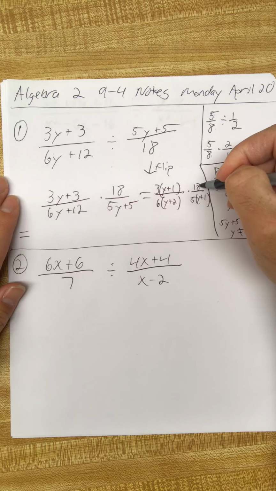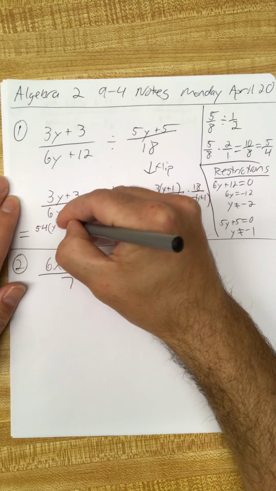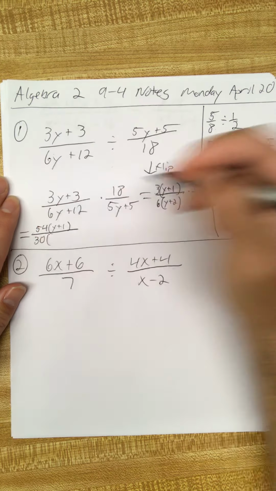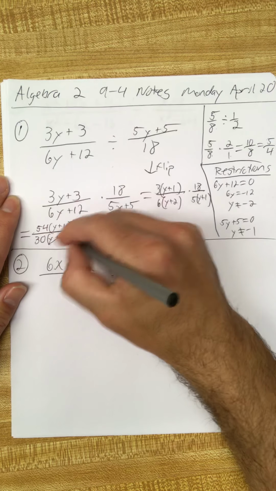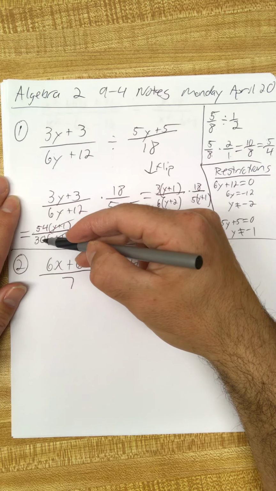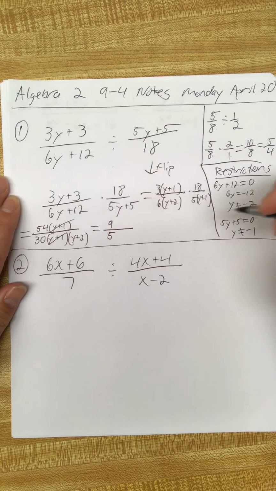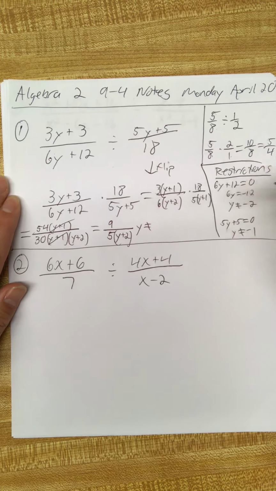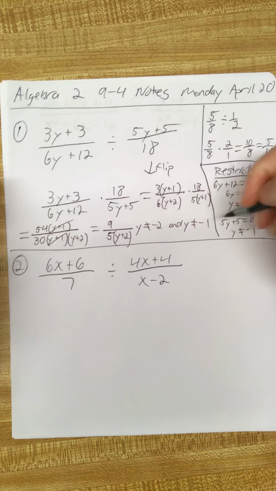3 times 18 is 54. We still have that y plus 1. Just to put everything together here, I have 6 times 5 is 30. Then I have y plus 1 and y plus 2. So y plus 1 divided by y plus 1 is 1. 54 over 30 is going to end up being 9/5. Both those are divisible by 6. And you still have that y plus 2 in the denominator. And again, y cannot equal negative 2, and y cannot equal negative 1.